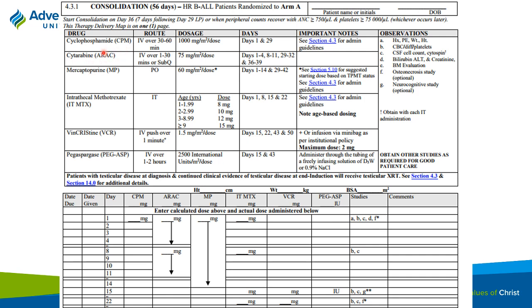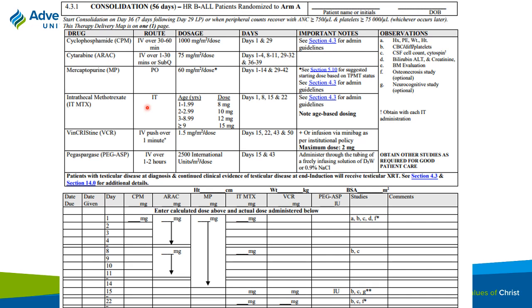Some of the abbreviations are intuitive. Some of them have no relationship whatsoever to the drug itself. But anyway, we can see here different drugs the patients are going to be receiving. What do you notice about the routes here? What does IT mean? Intrathecal, right? Sometimes they'll actually do a lumbar puncture and administer this intrathecally in order to get those cells that are growing within the cerebrospinal fluid, right?